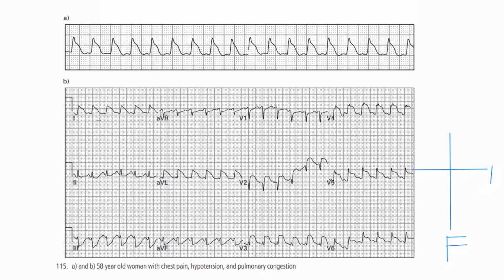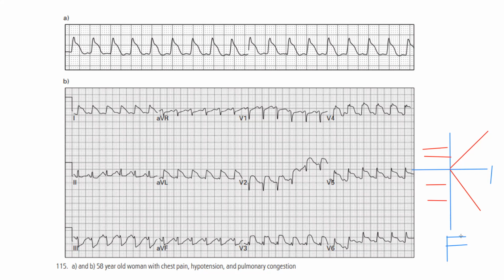So we've got lead 1 that we're looking at. Before we worry about morphology and things like that, we're just worrying about the axis. Lead 1 is pointing in a positive direction, so that means the axis is either a left-sided axis or a normal axis. We know for sure that it's not going to be an extreme right axis, and we know that it's not going to be a right axis.